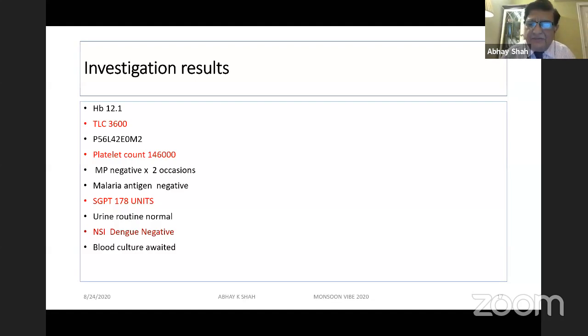Yes, Dr. Yagnesh. SGPT per se will not give you a diagnosis, but it will definitely say whether there is multi-system involvement or not. That will be definitely explained by this.